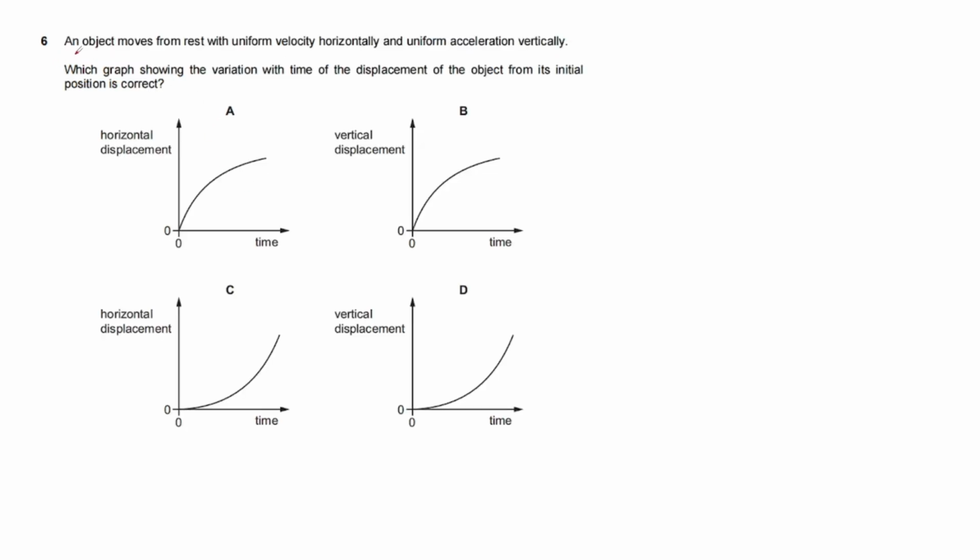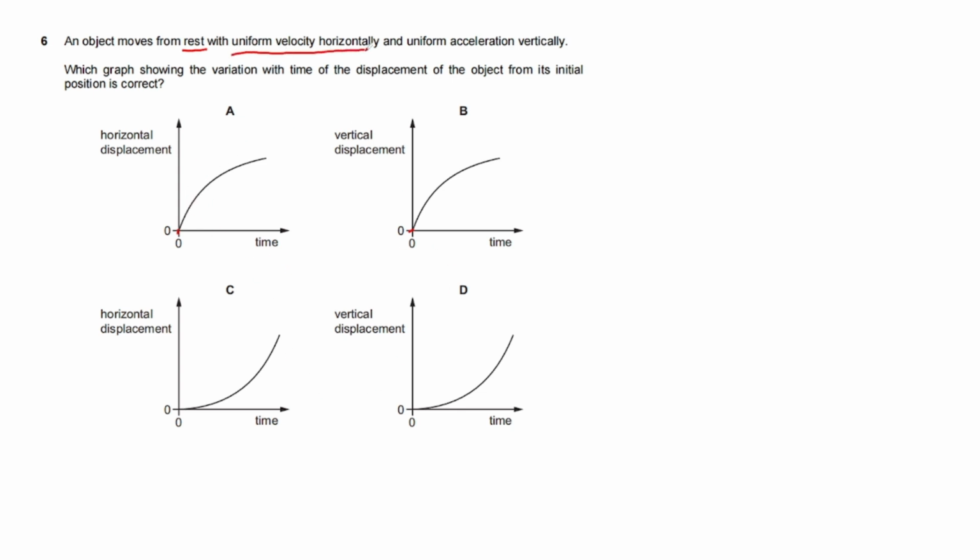Question number 6. An object moves from rest with uniform velocity horizontally and uniform acceleration vertically. Which graph shows the variation with time of the displacement of the object from its initial position, right? So the initial position here is rest, which means that the displacement you can take as 0. All the graphs are showing the same, so it doesn't matter.